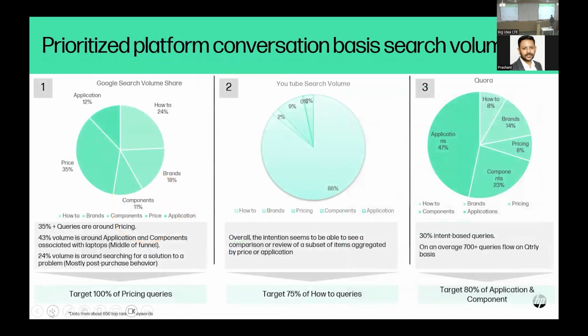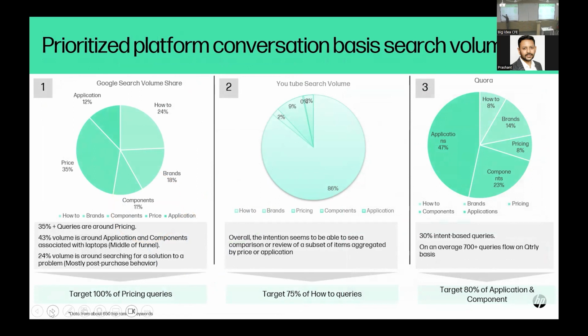So therefore, what did we do? We just looked at all the search queries which are coming, okay? Again, impossible to read. I'm going to just explain what is happening here. We looked at all the Google searches and we said, let's classify them under these four, five buckets. There are price-led searches.